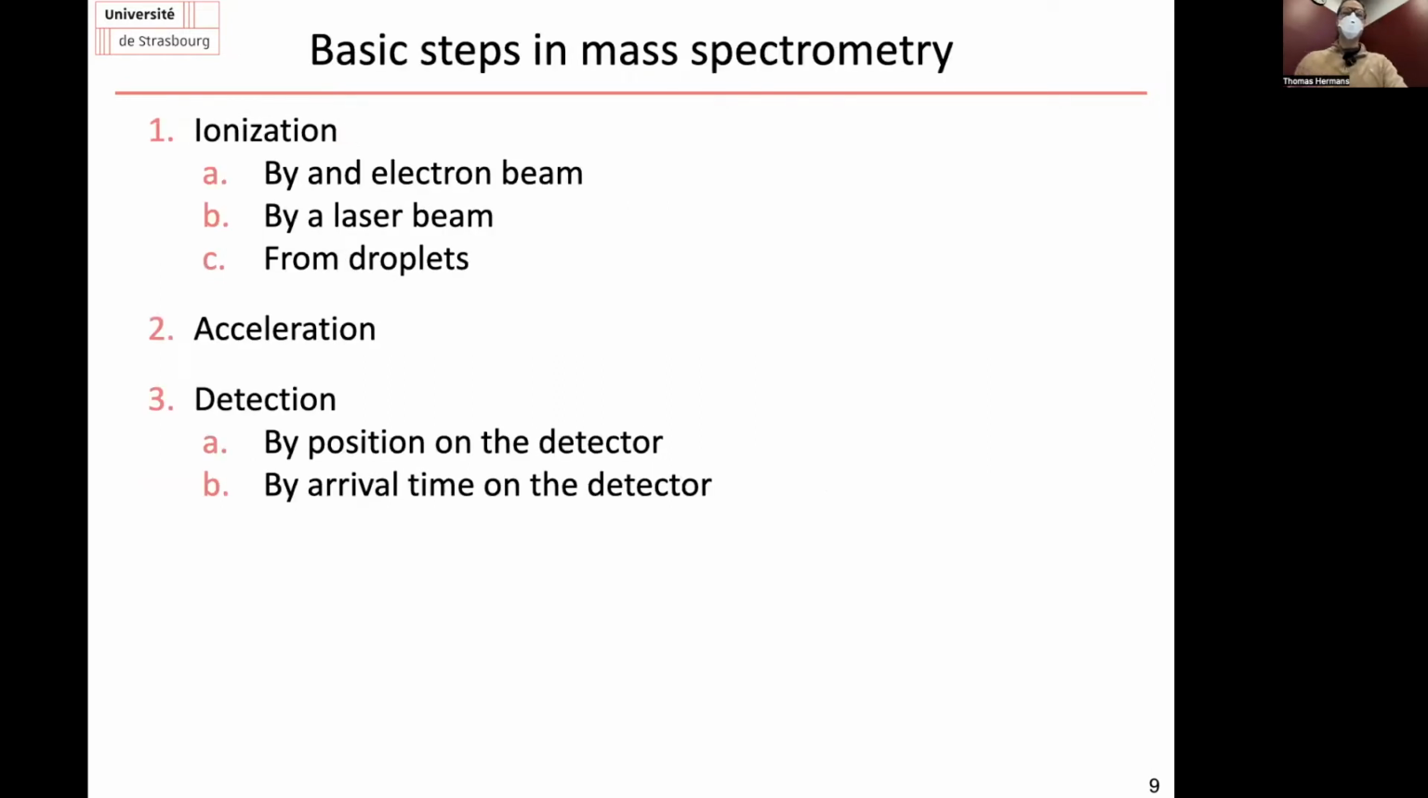So in mass spectrometry, we have different steps, and we'll go through those in a while. But basically, first you want to make an ion, right? If you don't have an ion, I cannot use electric or magnetic fields to manipulate the ions. So I need to ionize my compound. And I can do that using electrons, I can do that using a laser, or I can do it from a spray of droplets. Then when I have my ion, I can accelerate it, and then I can detect it in different ways. Okay.